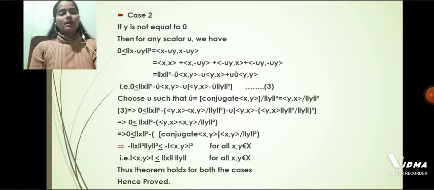We have used here the first property of the inner product space, which says that the norm of x is always greater than or equal to 0 for all x belongs to X. Here we have considered x minus uy instead of x. So the norm of x minus uy square can be written as inner product of x minus uy and x minus uy.